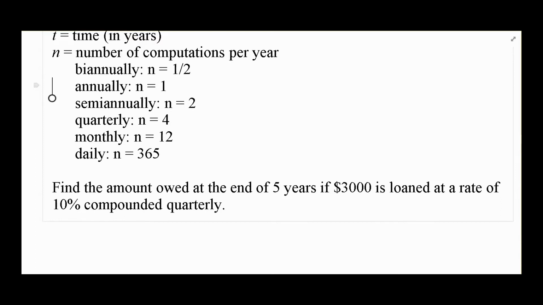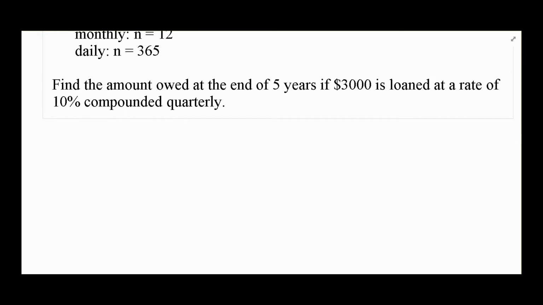And really, what that comes from is before calculators were super easy to use and you used tables and things like that, 360 was an easier number to use. So there actually is a law, and this is especially true for short term loans like payday loans, that you can actually use 360 for the calculation. The moral of the story, read the fine print of whatever loan you have. So, anyhow, back to our problem at hand. We're being asked to find the amount owed at the end of 5 years if $3,000 is loaned at a rate of 10% compounded quarterly.